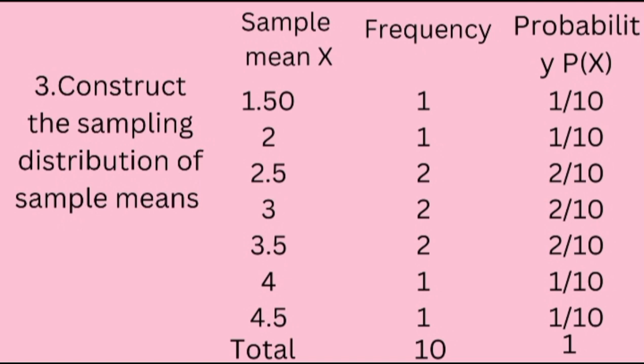The probability of getting 3 is 2 over 10. The probability of getting 3.5 is 2 over 10. The probability of 4 is 1 over 10. The probability of 4.5 is 1 over 10.